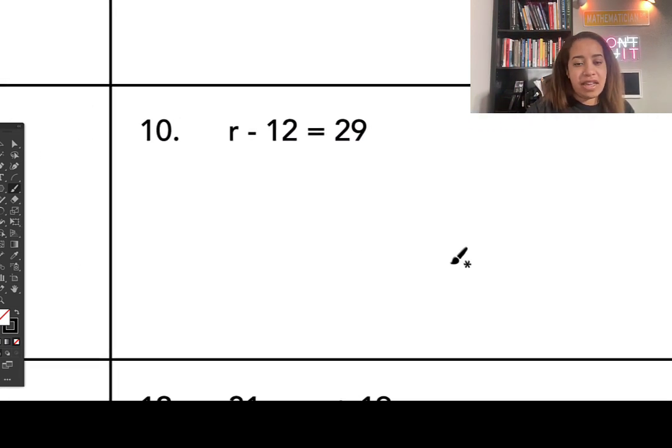Here is number 10. Always find your variable and pay attention to the sign that you see. We see subtraction, so we need to do the opposite of subtraction. And the opposite of subtraction is addition. We need to do the opposite operation to both sides of the equal sign. Now we've got R all by itself on the left, and on the right we've got 29 plus 12. That gives us a final answer of 41.